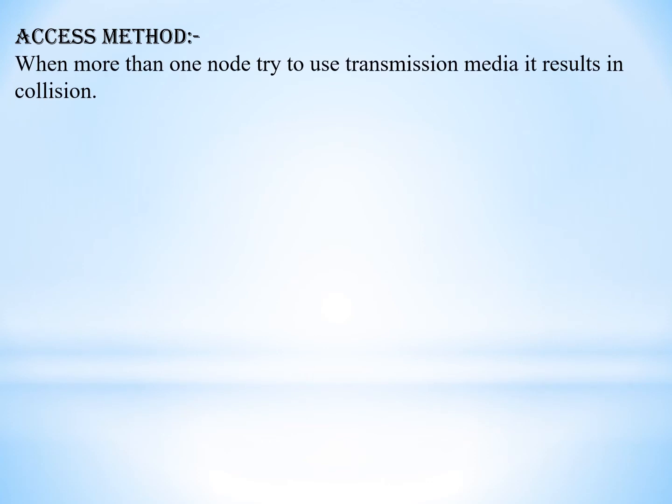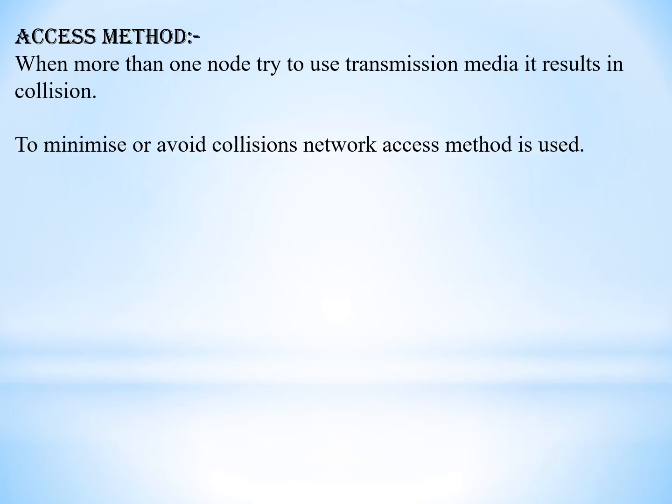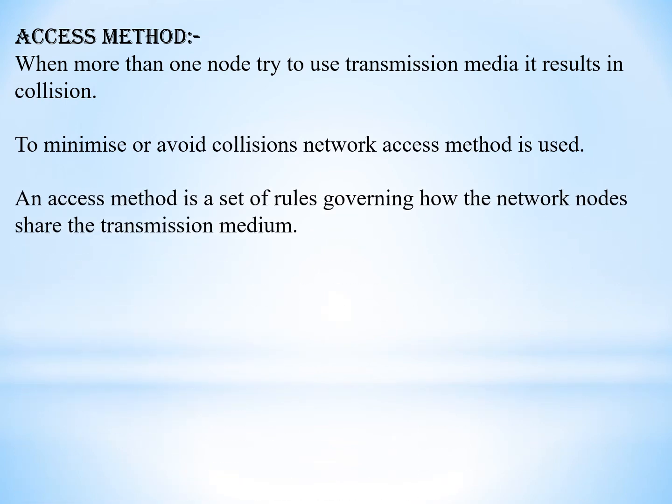When more than one node tries to use the transmission media, it results in collision. To minimize or avoid collision, a network access method is used. An access method is a set of rules governing how the network nodes share the transmission media. So whenever the computers or workstations which are connected to each other via the transmission media try to send the data, they follow certain rules so that no collision takes place. This set of rules is called the network access method.